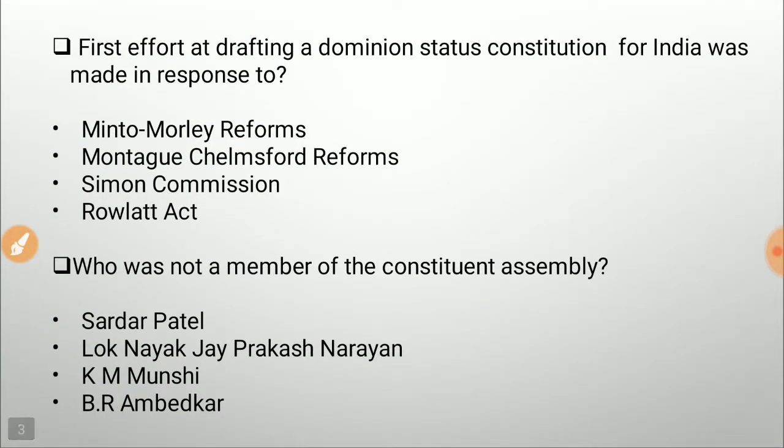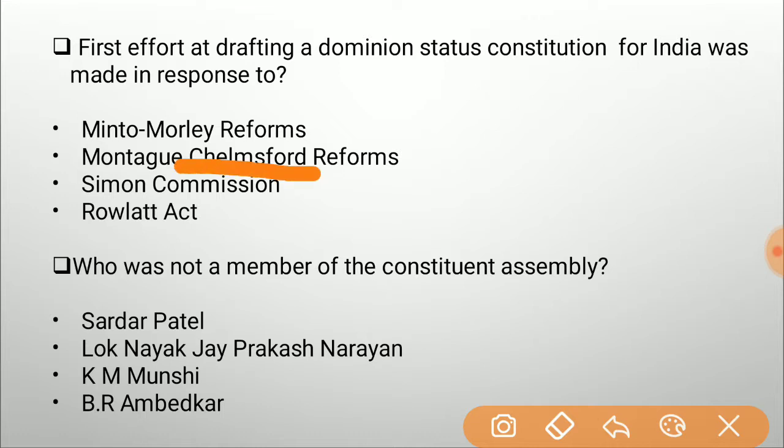Third question. First effort at drafting a Dominion status constitution for India was made in response to what? Options are Minto-Morley reforms, Montagu-Chelmsford reforms, Simon Commission, or the Rowlatt Act. The correct answer is Simon Commission. Who was not a member of the Constituent Assembly? Options are Sardar Patel, Loknayak Jayaprakash Narayan, K.M. Munshi, or B.R. Ambedkar. The correct answer is Loknayak Jayaprakash Narayan.